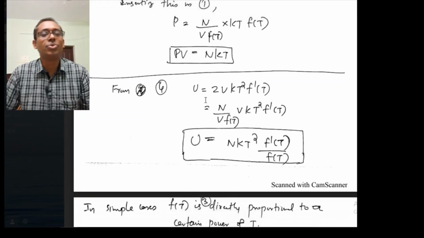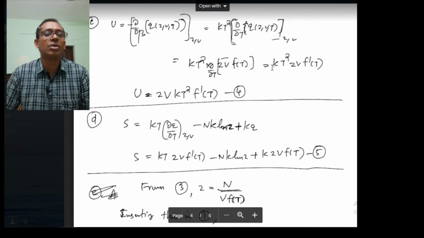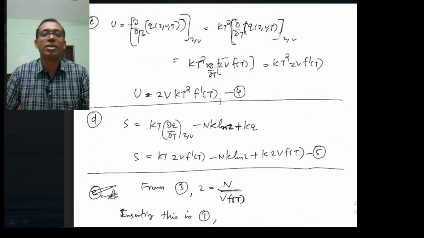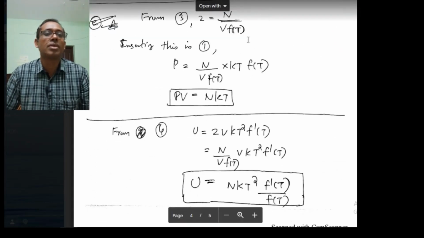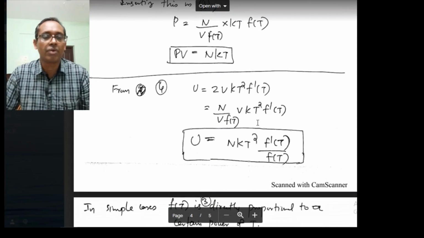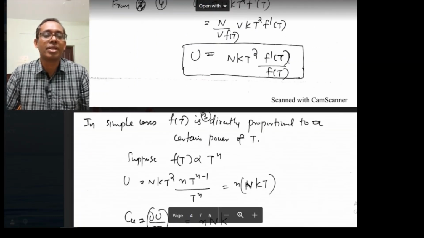Similarly, U is zV kT² f'(t), that we have seen here. Now for z I am substituting N over Vf(t). So I get U as equal to NkT² f'(t) over f(t). So this is the expression for the energy.